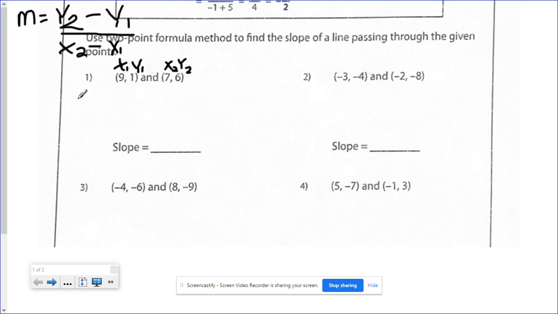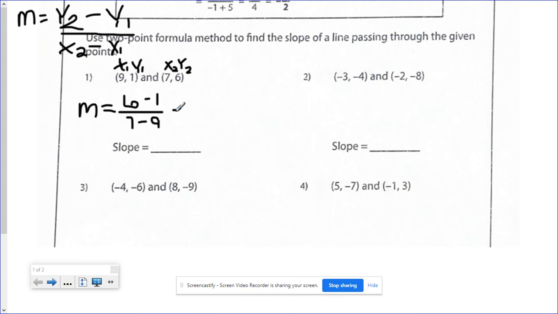All right, and now I'm just going to fill this into the formula and figure out what my slope is. So first thing I want is y2, which we labeled 6. I'm going to put a minus sign. Then I want y1, which is 1, divided by x2 right here is 7, minus x1 right here is 9.